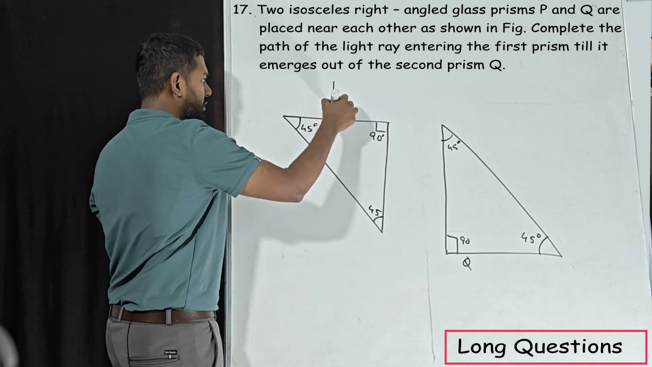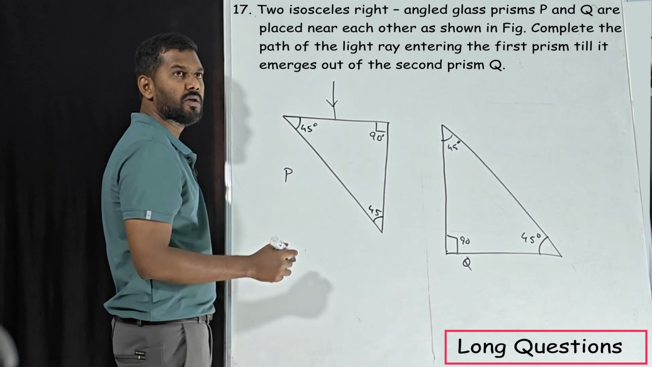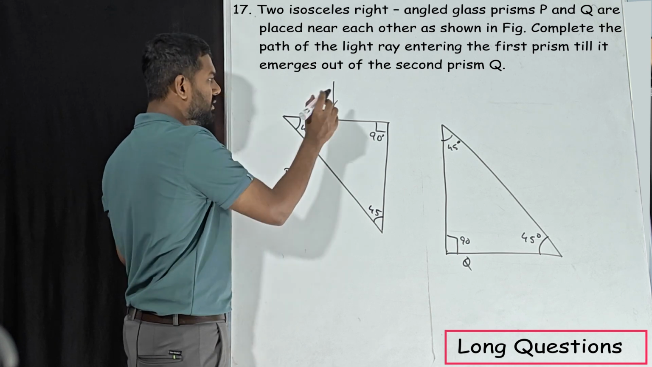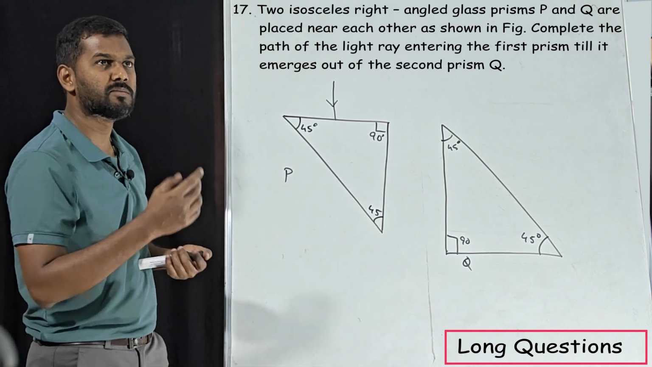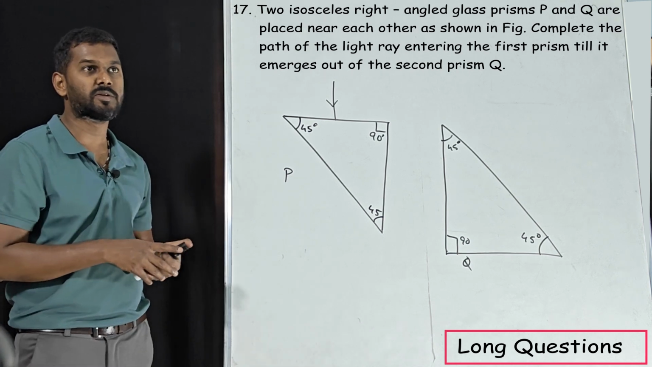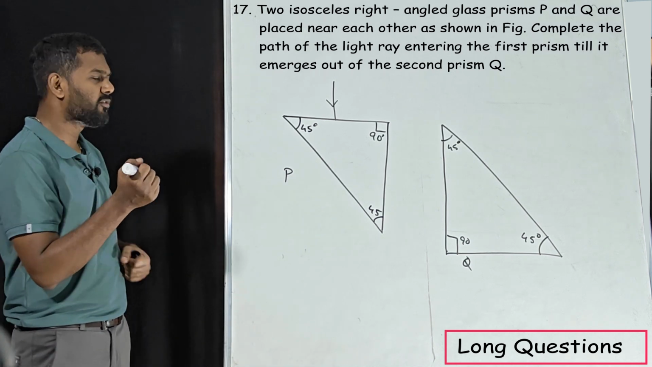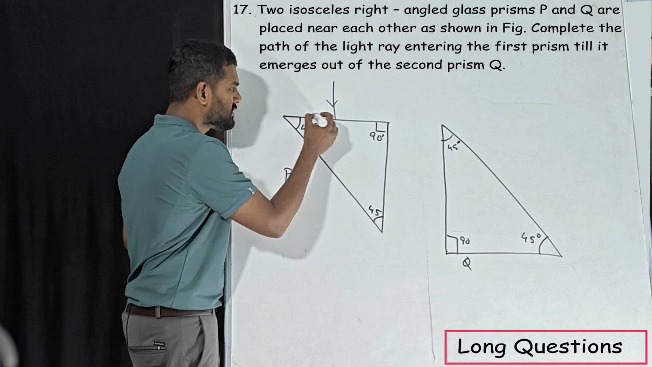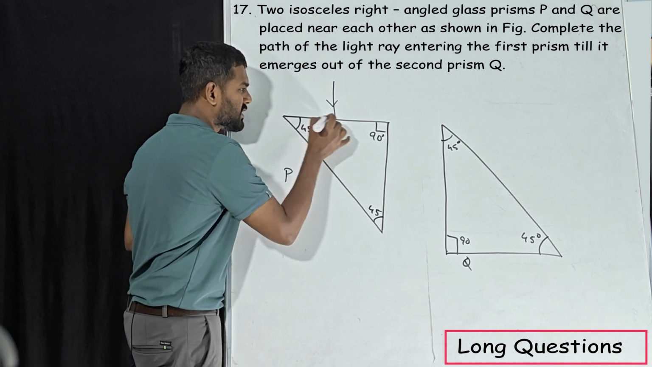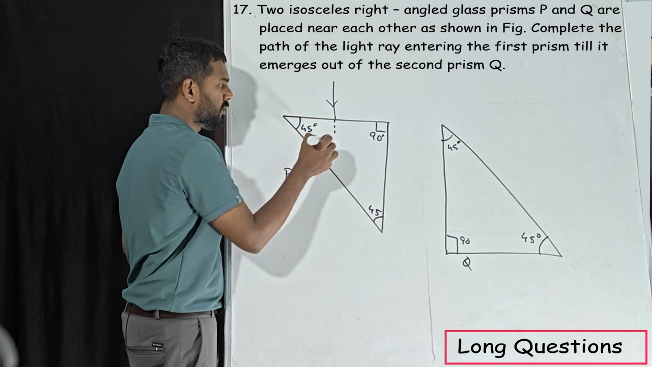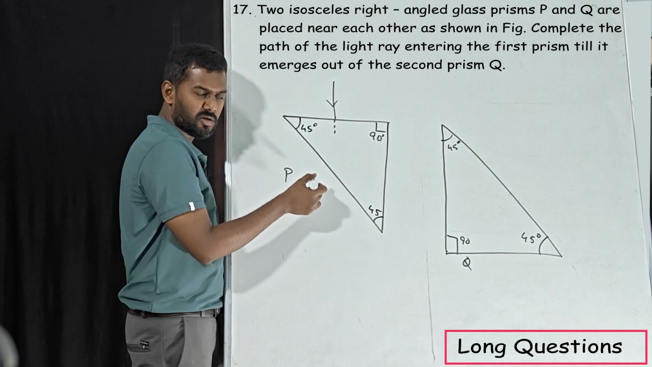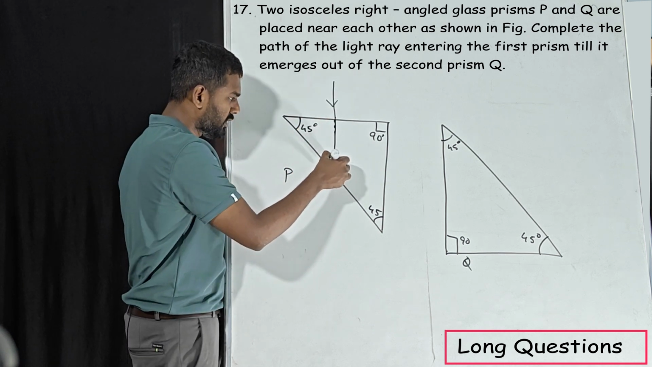So the light is coming from this angle, and we have to complete it until it emerges out of the second prism Q. Very simple question if you know the concept. Listen, this is the surface. See, this is a straight line, correct? Keep the protractor and draw the normal. Now the incident ray is on the normal, so it passes without deviation.